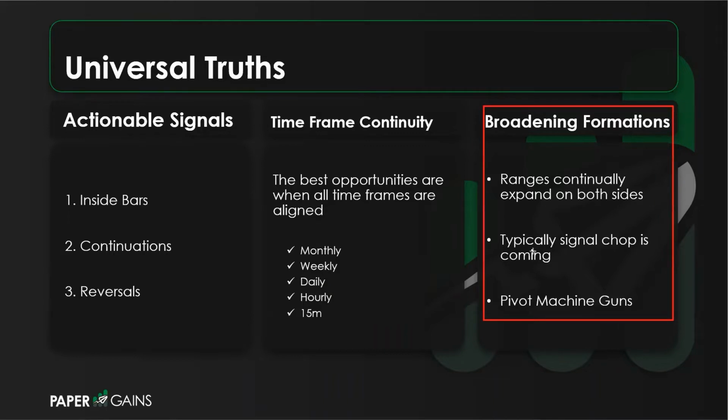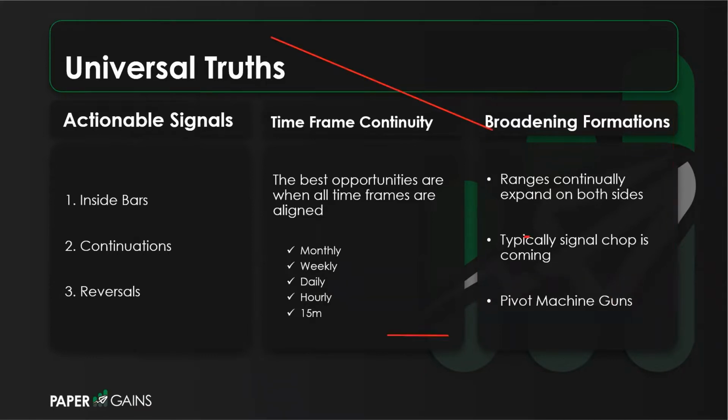But keep these broadening formations in mind, where if you do break that kind of halfway, like if the week is red, but you're close to where the week started, you need to know that you could quickly become one of these pivot machine gun scenarios and completely flip on whatever continuity you were looking at.